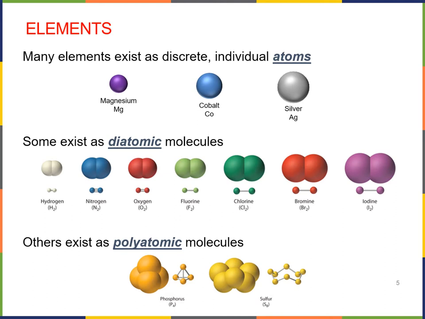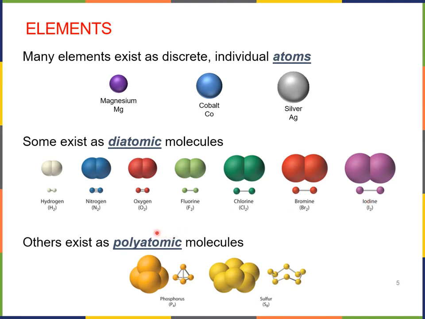Elements can exist as individual atoms or as molecules. Many elements, their primary form or their only form is individual discrete atoms. Several elements also exist as molecules, diatomic molecules or polyatomic molecules. At room temperature and atmospheric pressure, these seven elements exist as diatomic molecules: hydrogen, nitrogen, oxygen, fluorine, chlorine, bromine, and iodine.